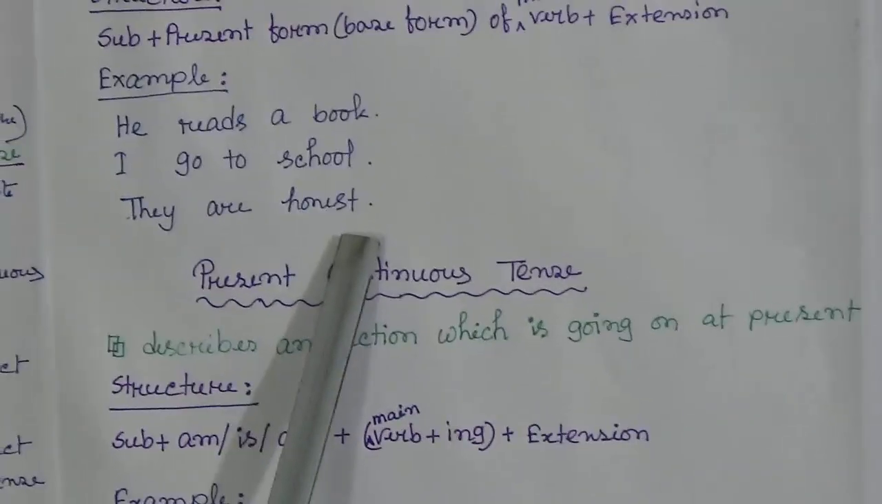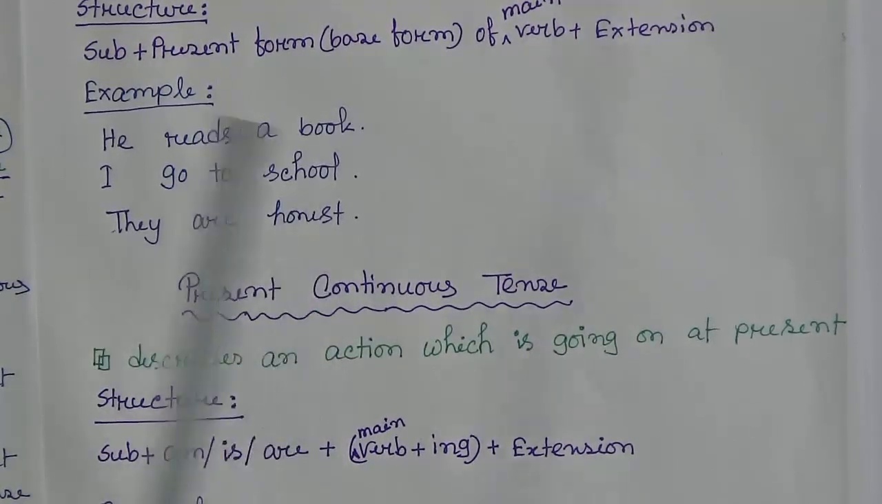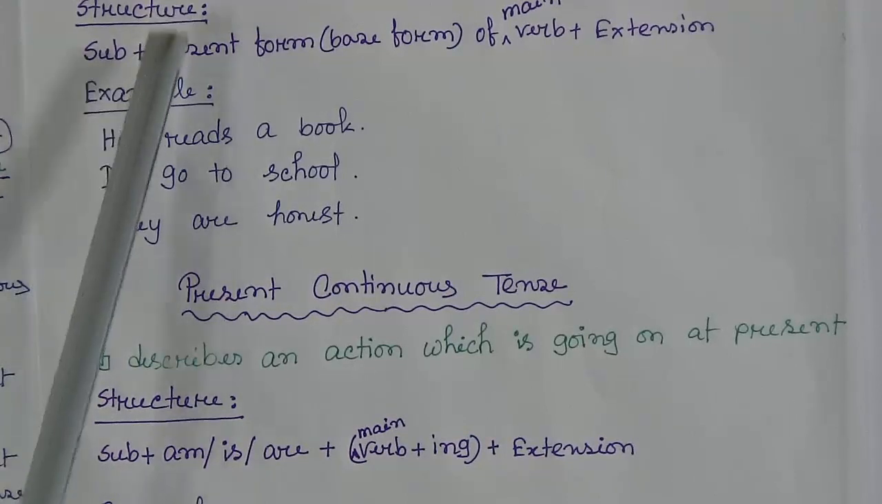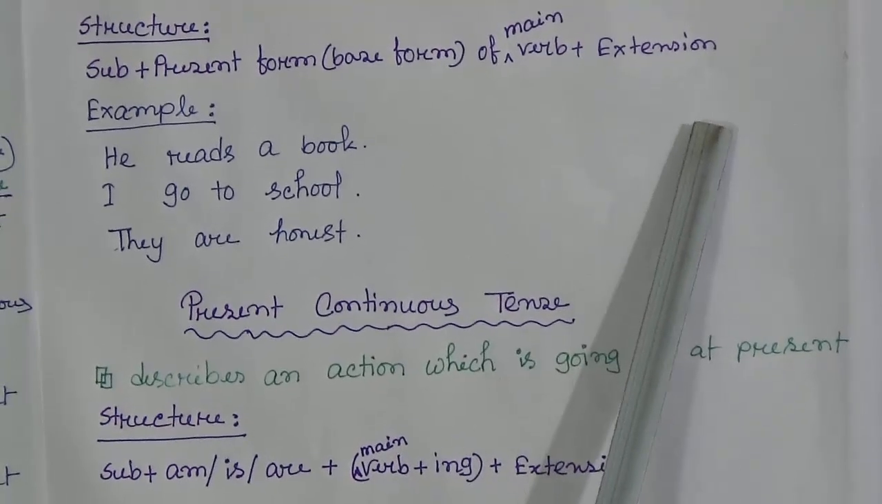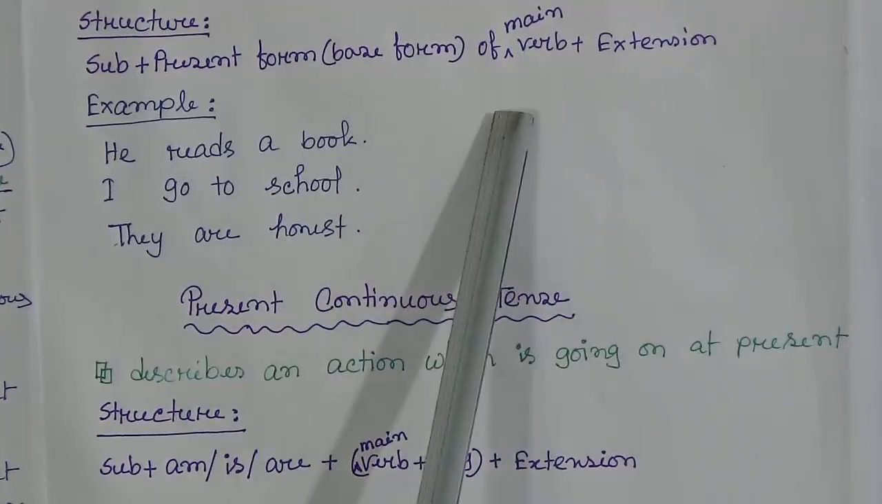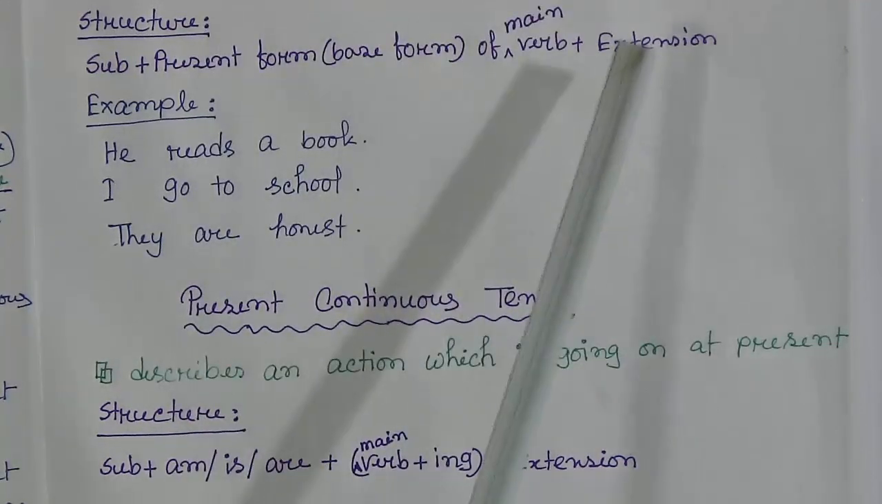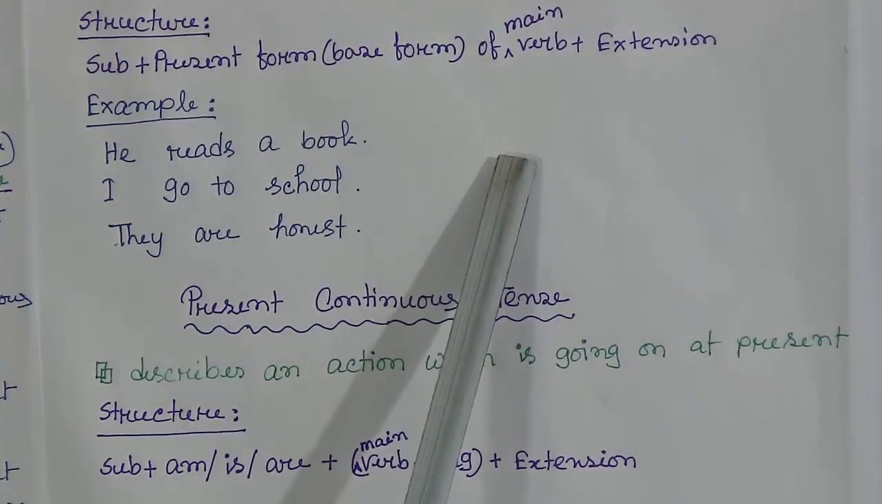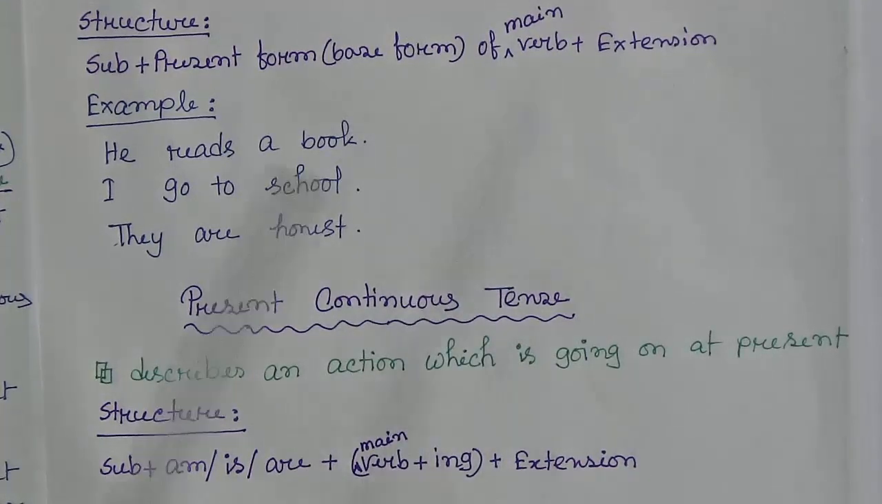They are honest. This is also an example of present indefinite tense. So I am repeating the structure: subject plus present form or base form of main verb plus extension. This is present indefinite tense that denotes or describes an action in the present time, universal truth and habitual action. Now go to the next one.